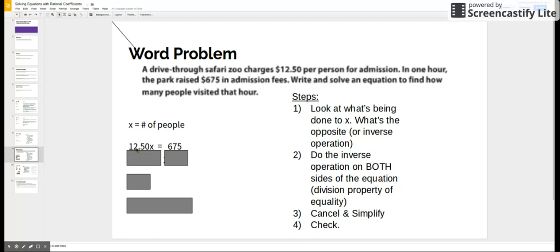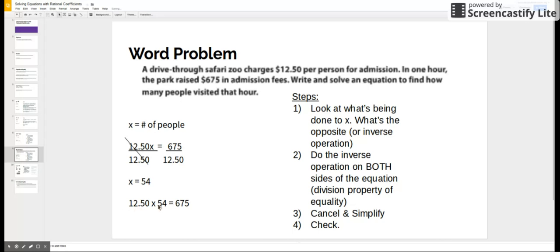So what's the opposite of multiplying by 12.5? Well, dividing by 12.5. After you divide both sides by 12.5, the 12.5s cancel each other out, and you should get 675 divided by 12.5, which is equal to 54. On this side, these two numbers cancel each other out, and you're just left with 1x. So x is equal to 675 divided by 12.5, which is 54. So 12.5 times 54 is equal to 675.